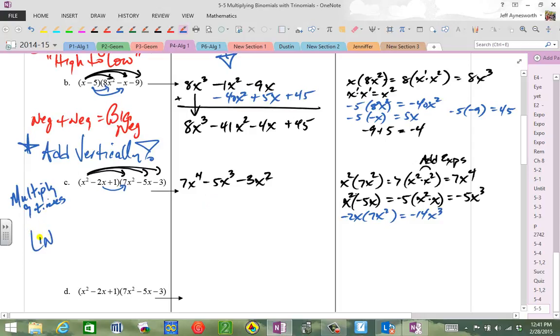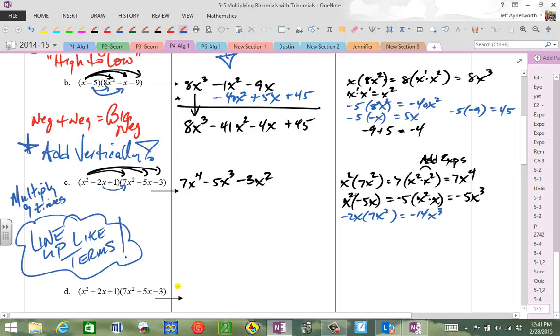And then you line up like terms. Let me write that down again. Line up like terms. Slow down the video right now and write that down. You got to really stay organized on this because we're multiplying 9 terms, and you got to line up like terms right here. Cubes with cubes, squares with squares, x's with x's, constants with constants, and so on.